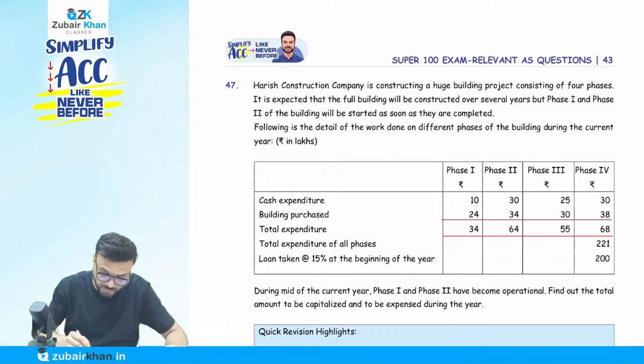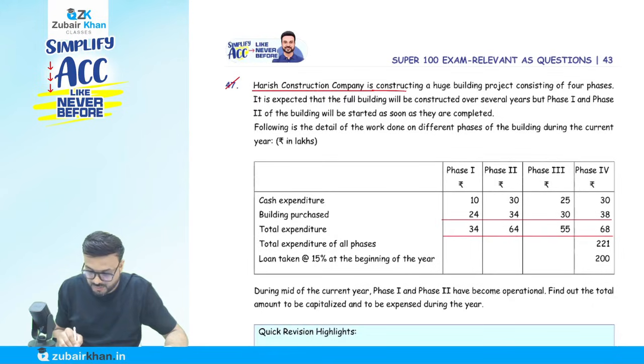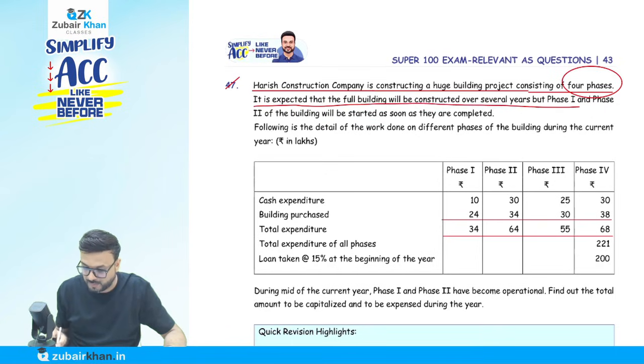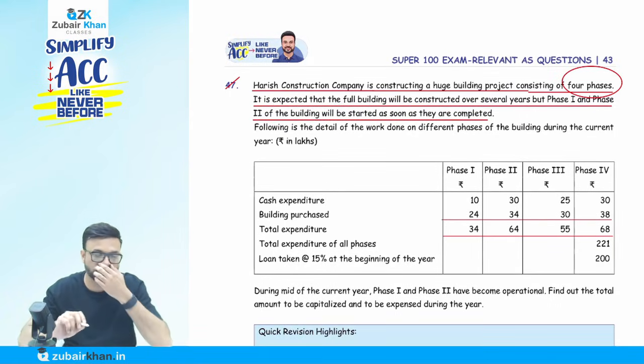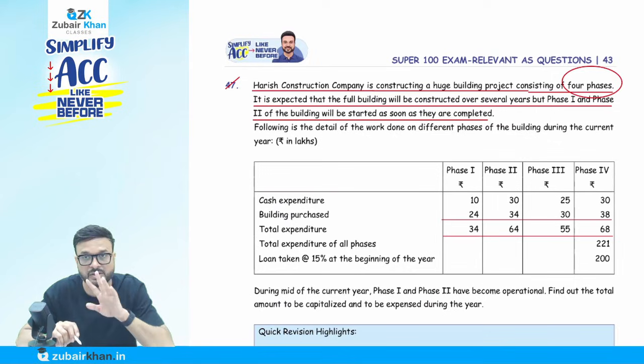Now come here. Question number 47. They say Harish Construction company is constructing a huge building project consisting of 4 phases. It is expected that the full building will be constructed over several years, but phase 1 and phase 2 of the building will be started soon as they are completed. So these buildings have 4 phases, but phase 1 and phase 2 will be started immediately, and they say it will be completed soon.